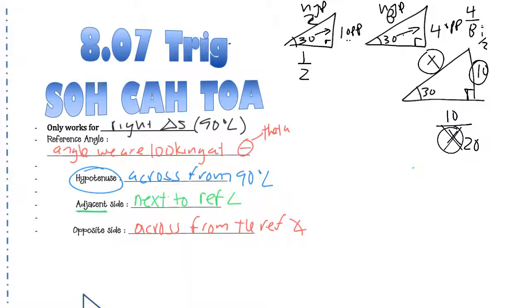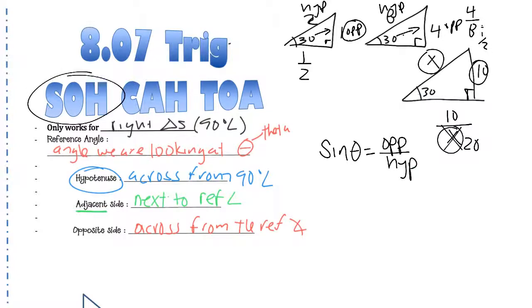So they came up with words for what sides to put on top of each other. I was putting opposite over hypotenuse. This is called sine. All it means is look at the angle and put the opposite side on top of the hypotenuse. And an easy acronym to remember this is SOH, or SOH.